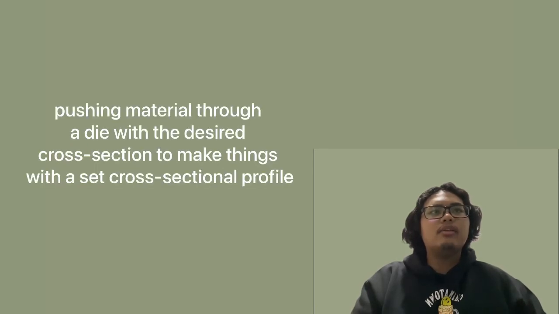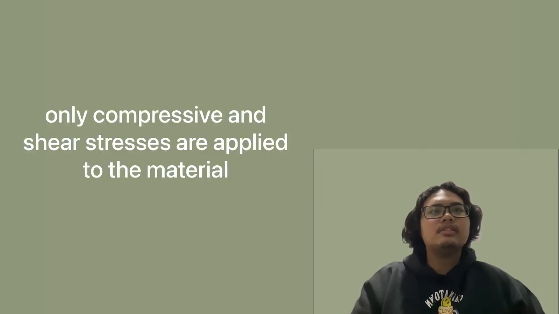Extrusion is a procedure that involves pushing metal through a die with the desired cross-section to make things with a set cross-sectional profile. Its two key advantages over other manufacturing techniques are the capacity to build very complicated cross-sections and the ability to work fragile materials because only compressive and shear stress are applied to the material.